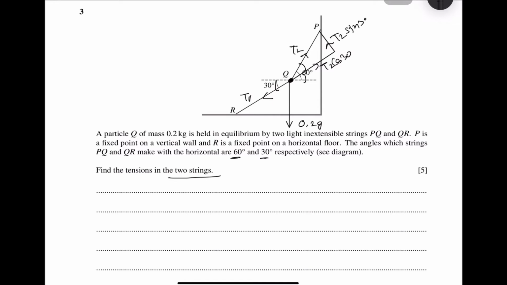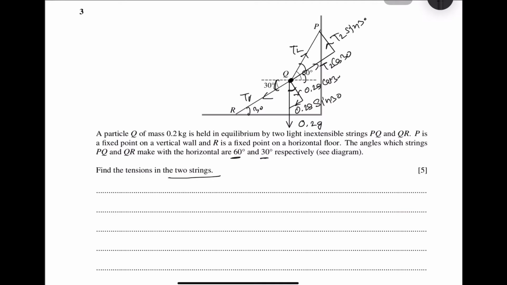Now resolve the weight 0.2 g, perpendicular and then parallel. So it is important to find this angle. For this reason, this is 30 degrees, so this is also 30 degrees, this must be 30. So 0.2 g sin 30, 0.2 g cos 30 degrees.